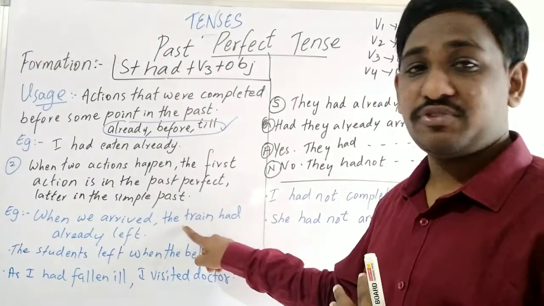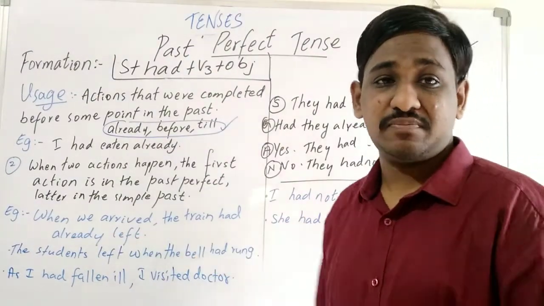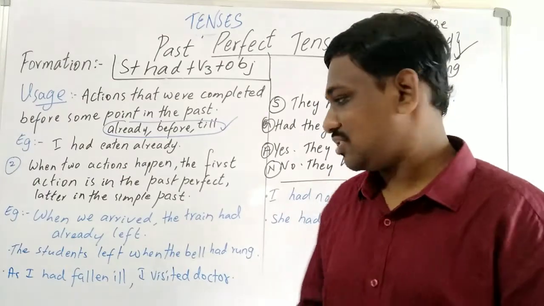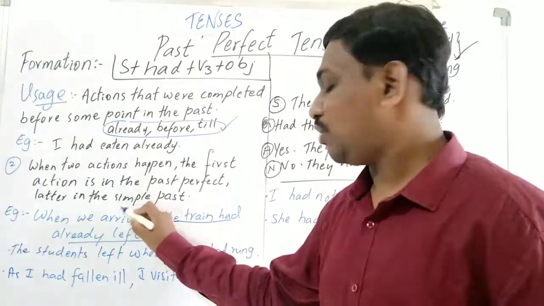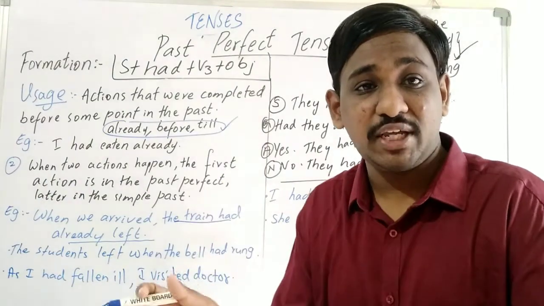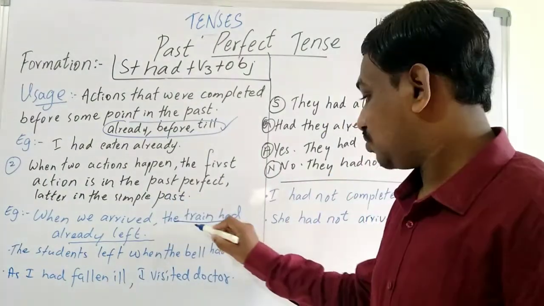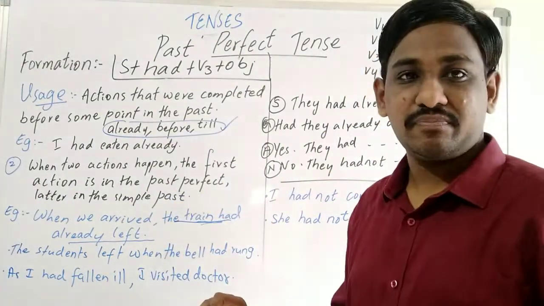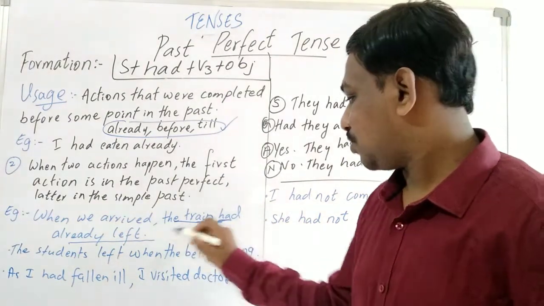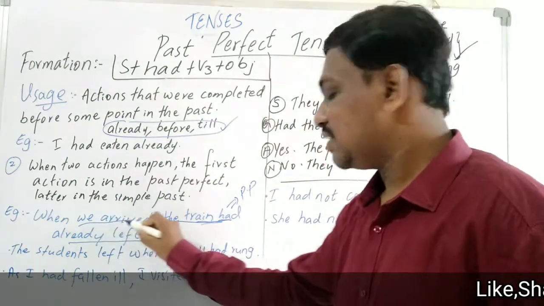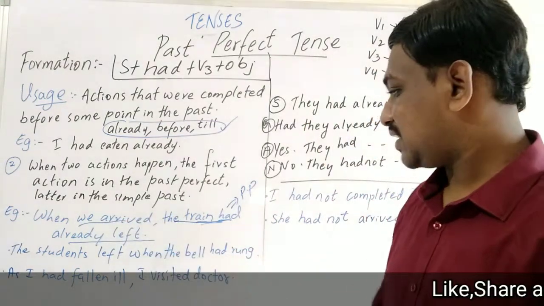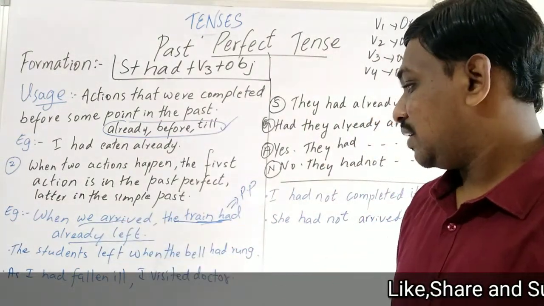When we arrived, the train had already left. Which is the first action? The train had already left. When you arrived there, you did not find the train. So the train had already left. This is the first action. So had left, you used it in the past perfect. The latter action is in the simple past.